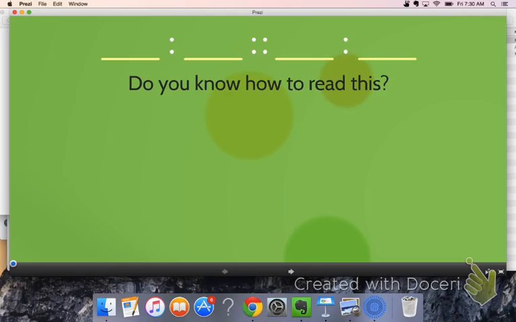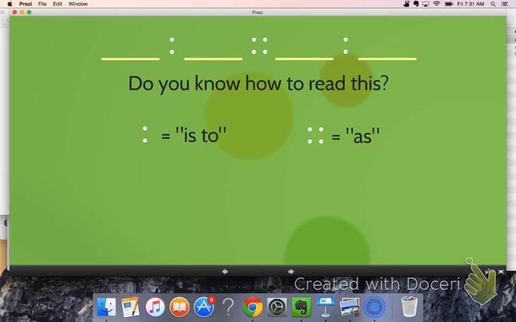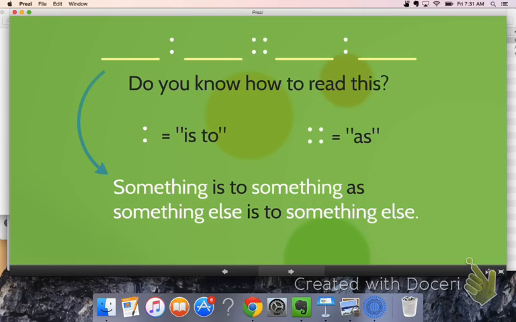So do you know how to read this? 1 : is to, and 2 : is as. This is known as, again, an analogy. So something is to something as something else is to something else. It's to show relationships.